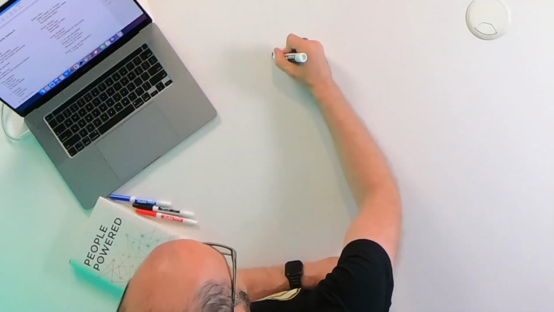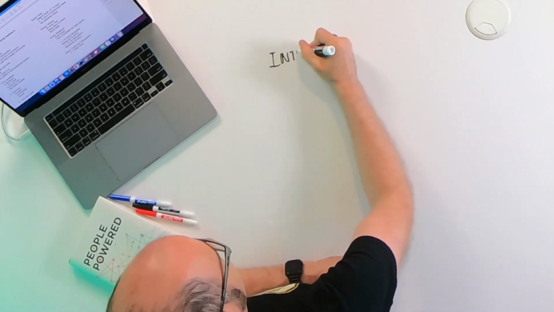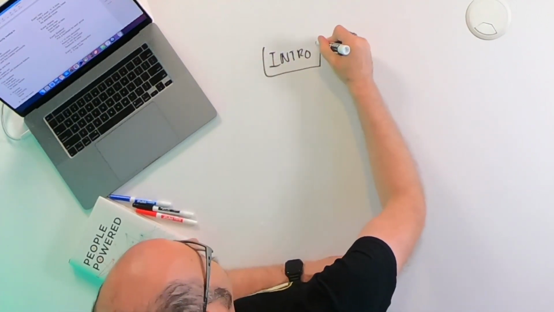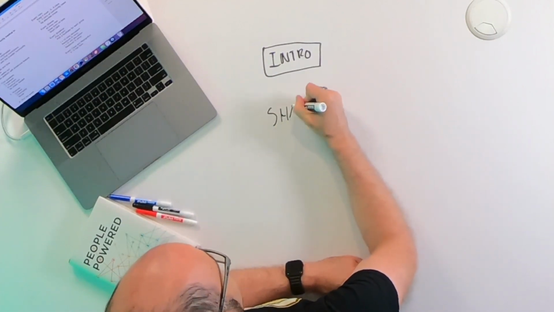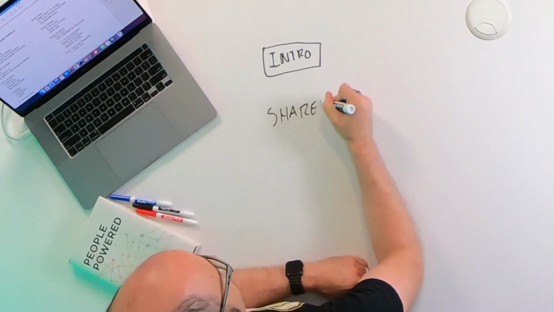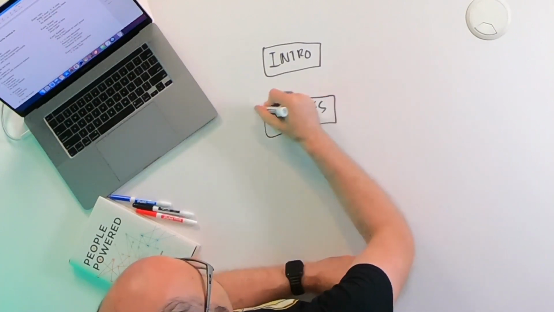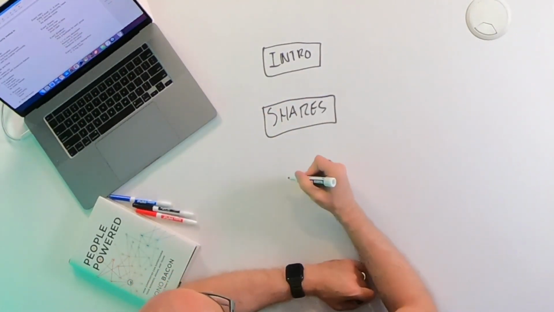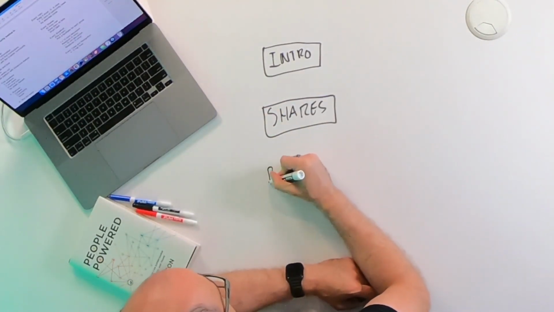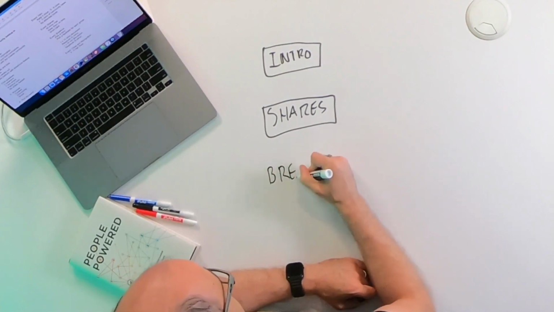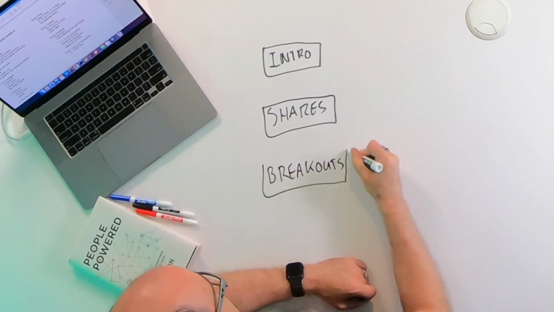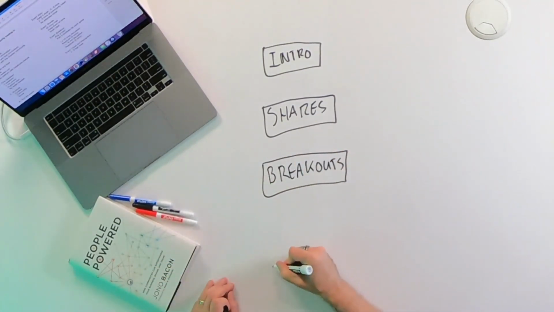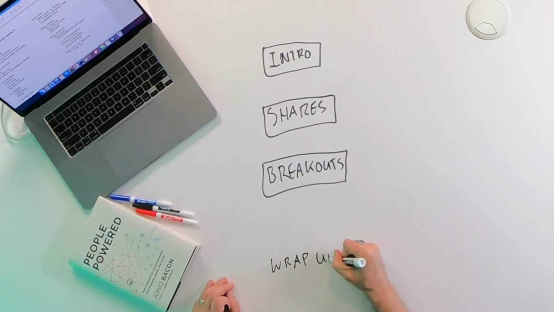Now, there are 4 pieces that are involved in running your event in that 90 minutes. The first one here is the intro. The second piece is going to be your shares. And don't worry, I'm going to walk through exactly what you need to do to run each of these. The third piece is going to be your breakouts. And then your final piece down here is going to be your wrap up.